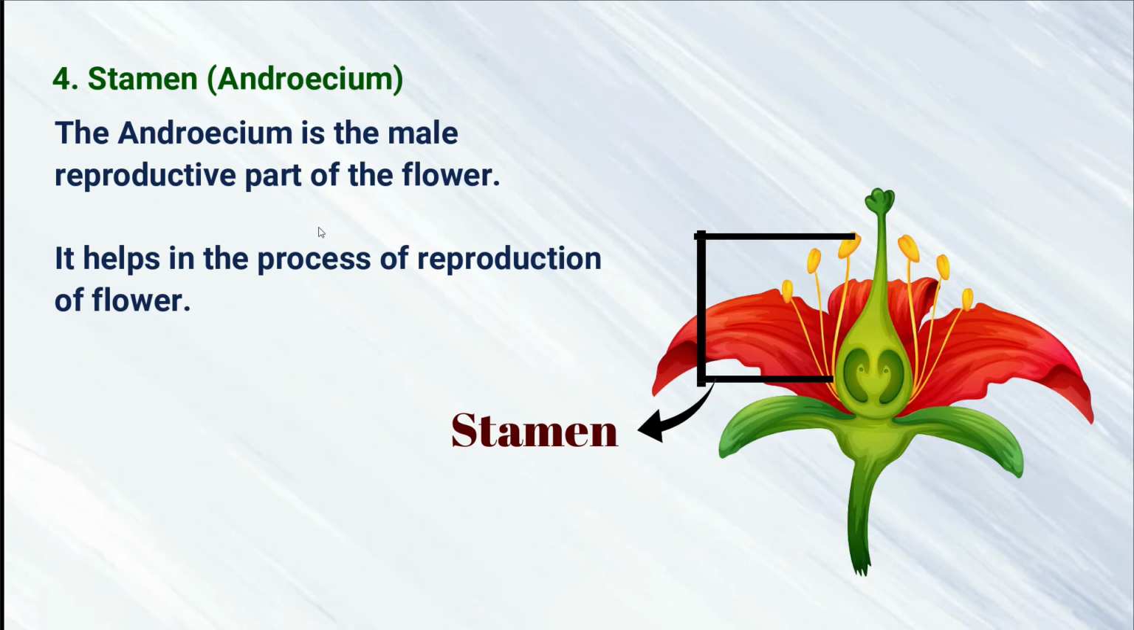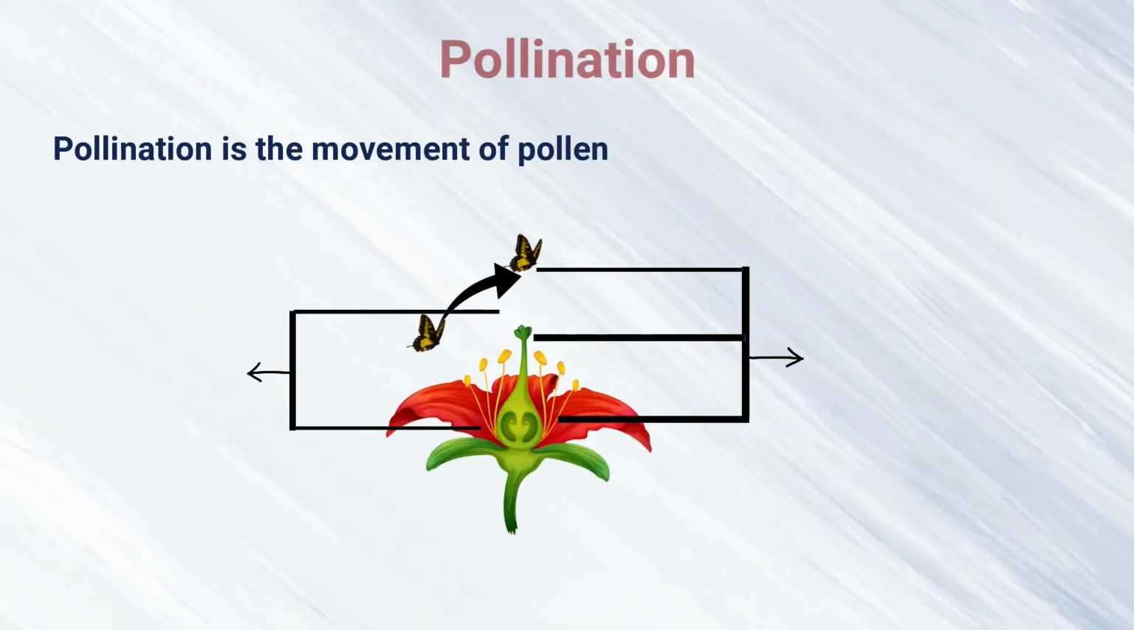The androecium is the male reproductive part of the flower. It helps in the process of reproduction of the flower.